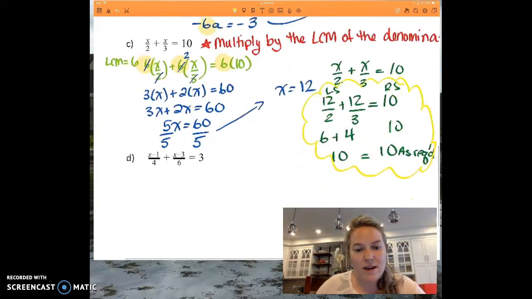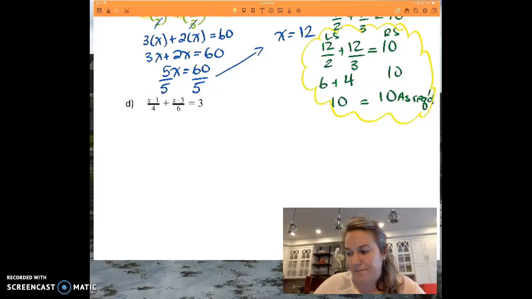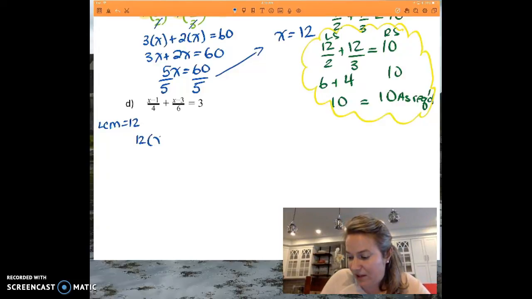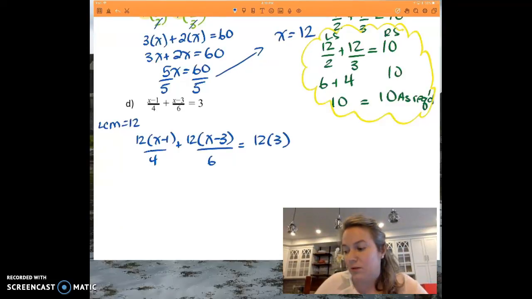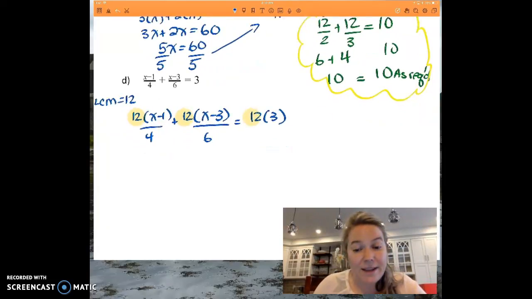Let's try this one more time. What's my LCM? The LCM of 4 and 6 is going to be 12. So I'm going to multiply everything by 12. So I'm going to say 12 times x minus 1 all over 4 plus 12 times x minus 3 all over 6 equals 12 times 3. So once again, every term in the equation has been multiplied by 12. Very important. So now I get my cancellation.